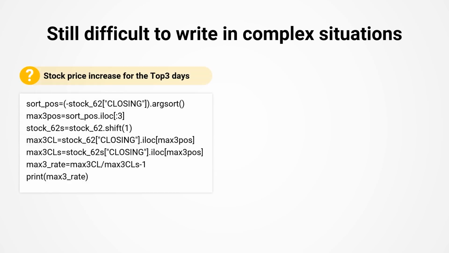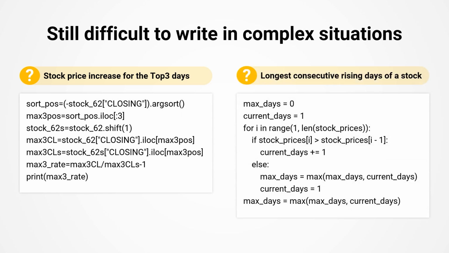For example, the stock price increase for the top 3 days. Python cannot directly reference adjacent members and requires Shift to perform alignment, which can be slightly cumbersome. For another example, the longest consecutive rising days of a stock. This more complex task can only be hard-coded using a for loop.